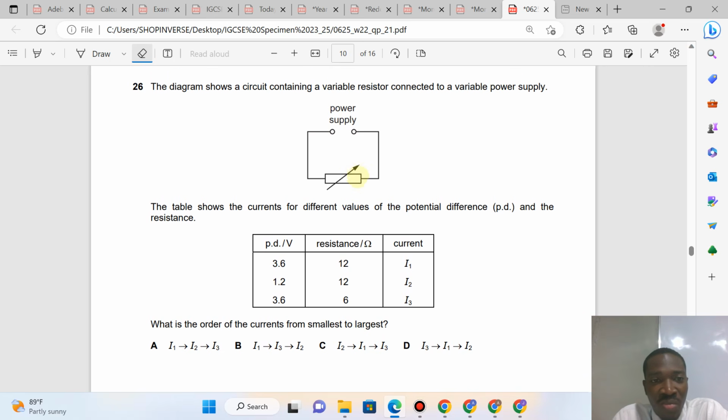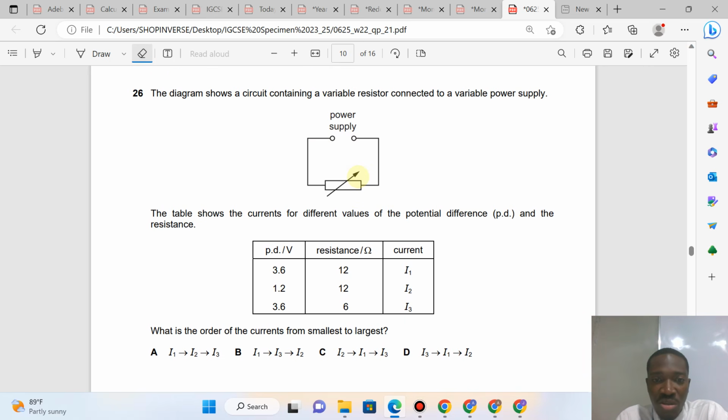Number 26. The diagram shows a circuit containing a variable resistor connected to a variable power supply. The table shows the current for different values of potential difference and resistance. What is the order of current from smallest to greatest? Now use the formula from Ohm's law, V equals IR, and to get current, current is equal to voltage divided by resistance. So let's do that for each of these.